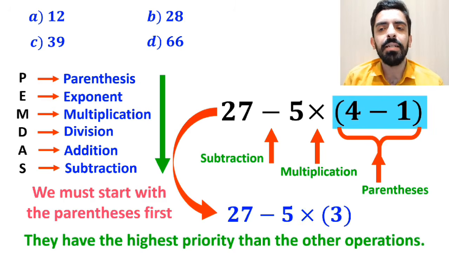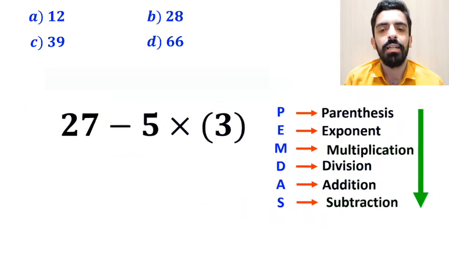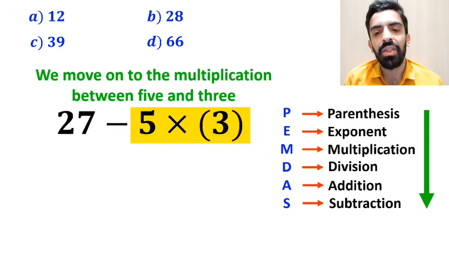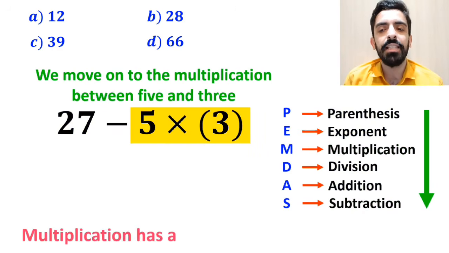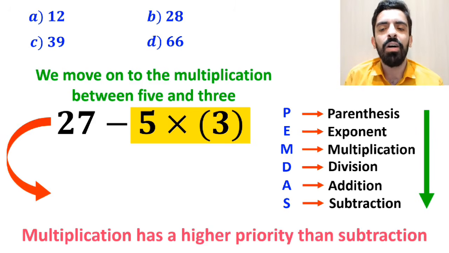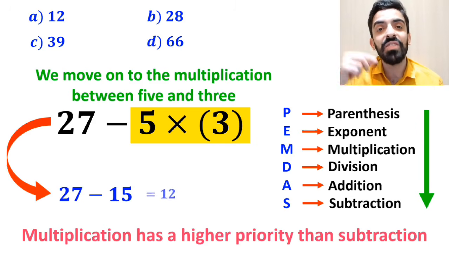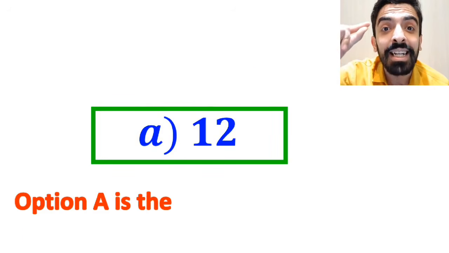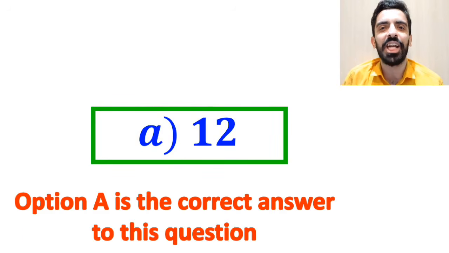So, we can write this expression as 27 minus 5 multiplied by 3. And the next step, we move on to the multiplication between 5 and 3, because multiplication has a higher priority than subtraction. So, we rewrite this expression as 27 minus 15, which finally gives us the answer 12. Therefore, option A is the correct answer to this question.